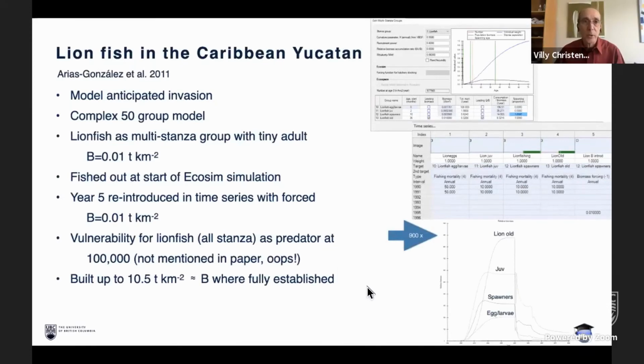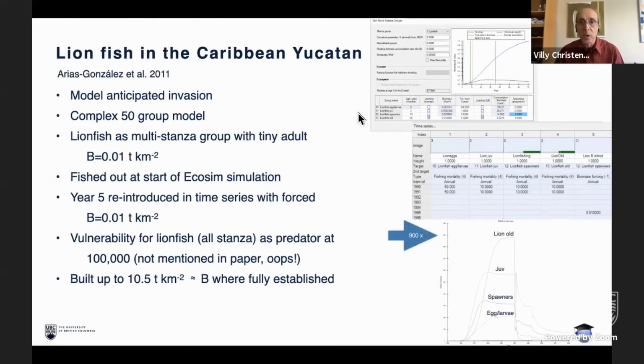So one of the first studies there that actually modeled an anticipated invasion was the paper by Ernesto Ayers Gonzalez, anticipated invasion of lionfish into the Caribbean, Yucatan. So that's down on the north coast of the Yucatan Peninsula, down in the Gulf of Mexico. I was involved in that, in helping setting it up.